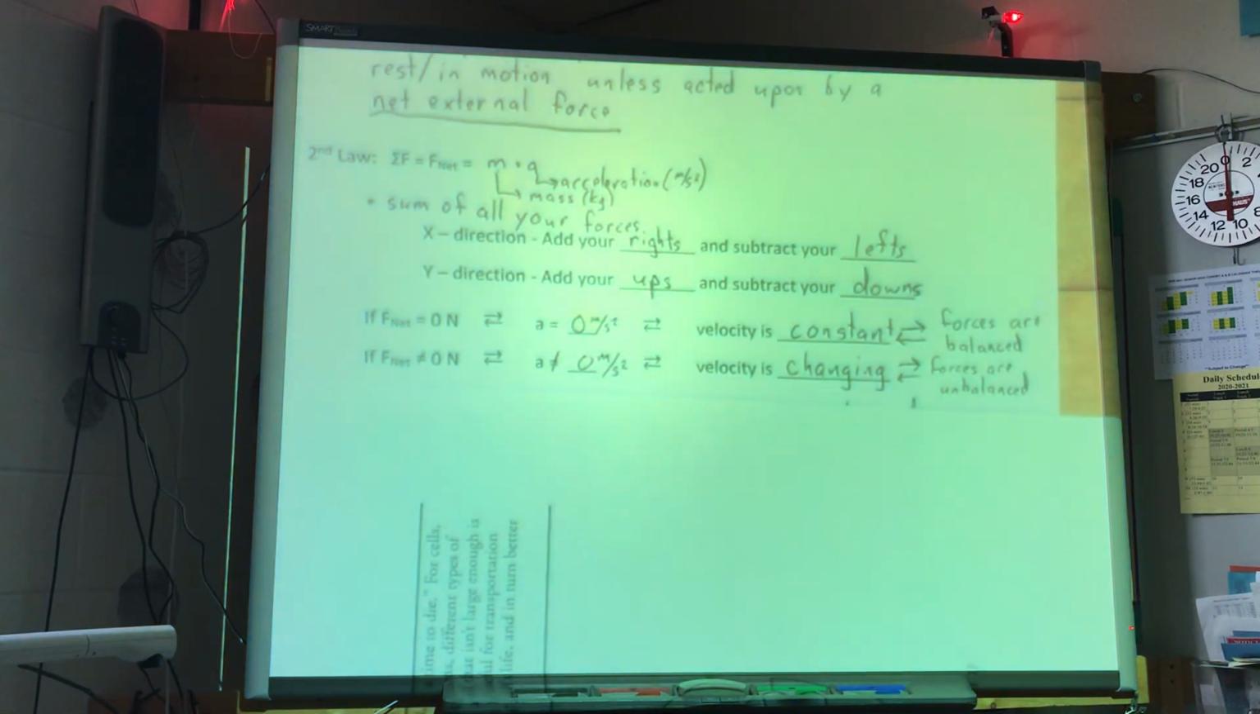Which then means my forces are unbalanced in my F net. If my forces are unbalanced to the right, that means my object is accelerating to the right, and if my object is accelerating to the right, that means my F net is to the right. They always go in the same direction.